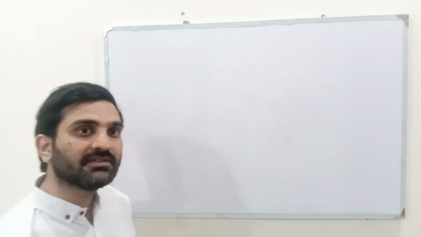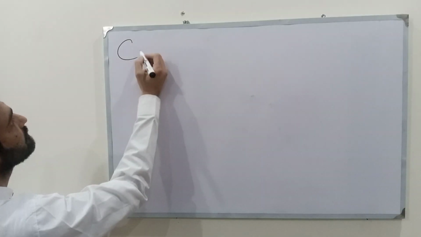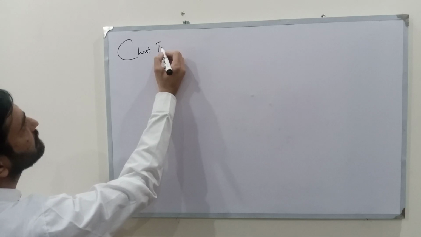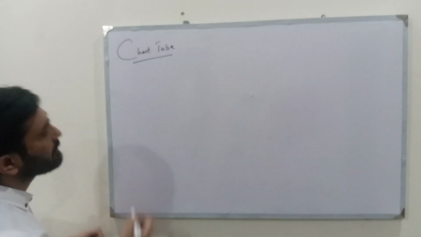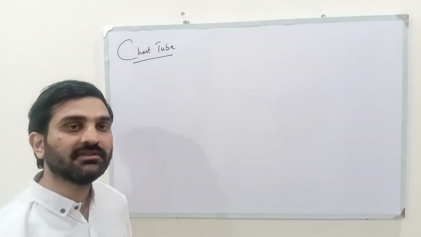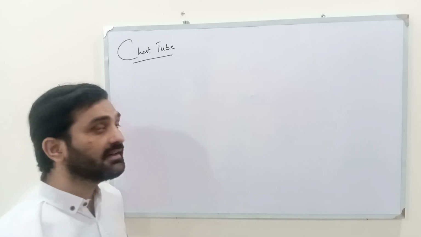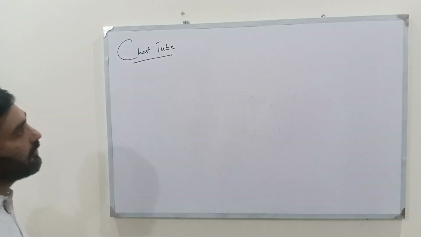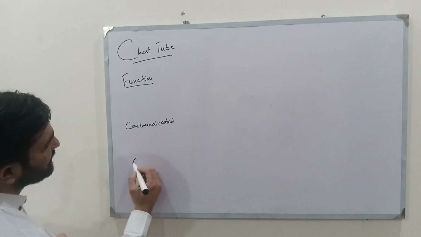Today our topic is chest tube. Chest tube is also called chest drain, thoracostomy, thoracic duct, or intercostal catheter. First of all, we will discuss what is the function of chest tube. Then we will discuss contraindications. Then complications.